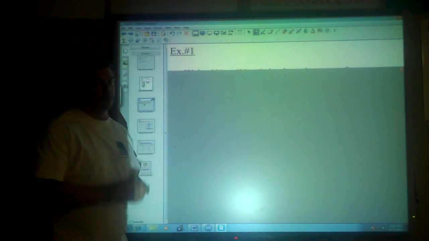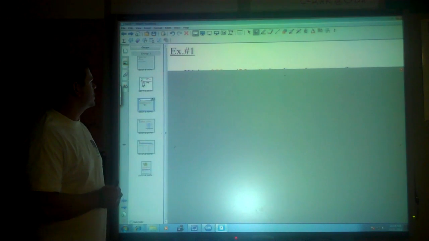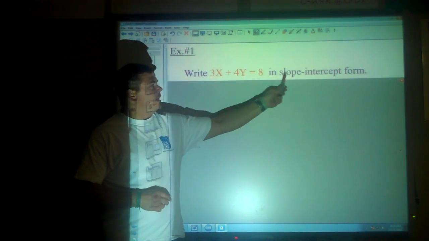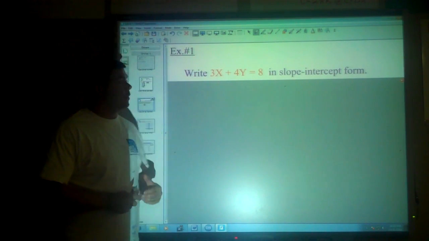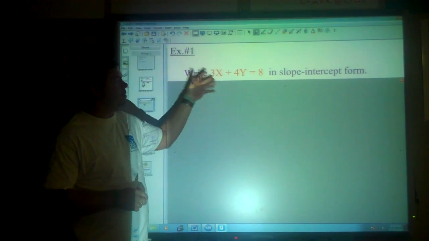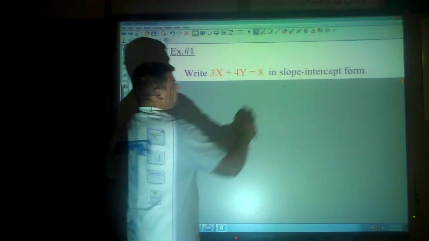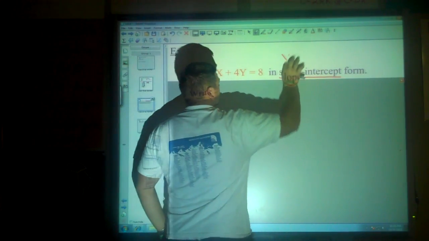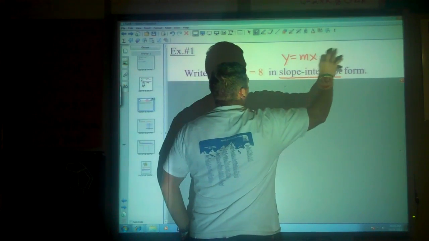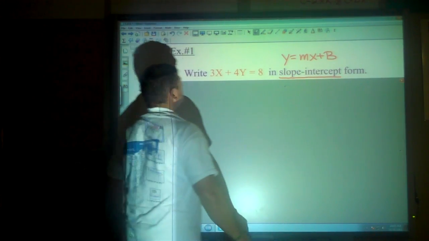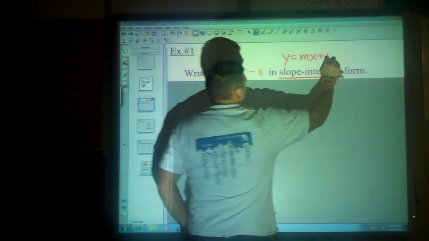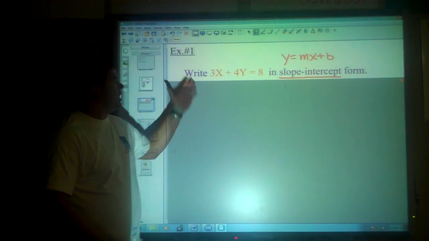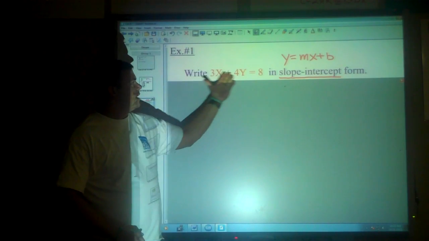Okay, so our first example, and remember we're talking about slope-intercept form here. Write 3x plus 4y equals 8 in slope-intercept form. In other words, we need to play this shuffling game as much as we can until we can get this form. Remember, y equals mx plus b. And if you'd rather write it as a lowercase b, that's fine. This does not quite look like y equals mx plus b.